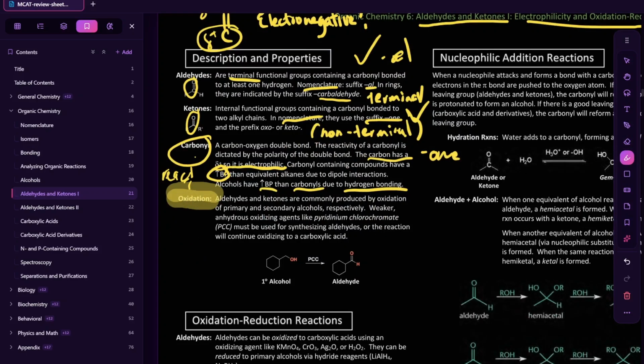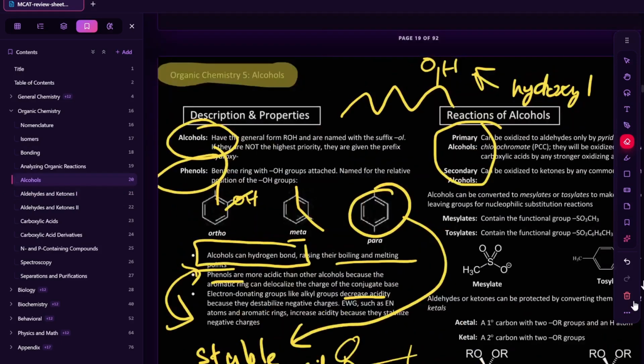Oxidation. So for oxidation, this is basically thinking about the last chapter we were talking about, how when you oxidize a primary alcohol, you get an aldehyde, right? So aldehydes and ketones are commonly produced by oxidation of primary and secondary alcohols. So that ties back to alcohols and what we just learned.